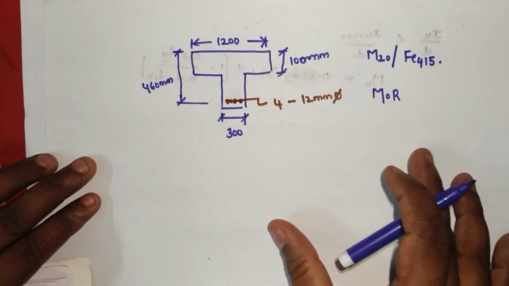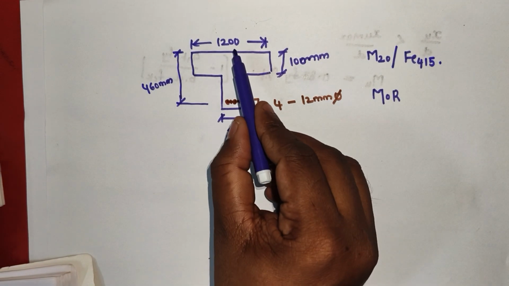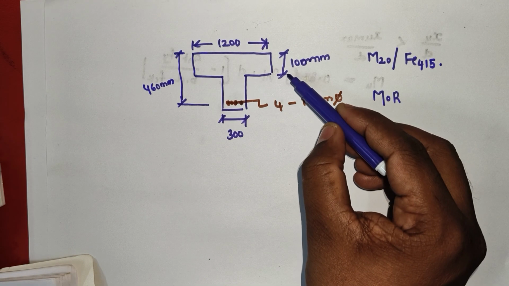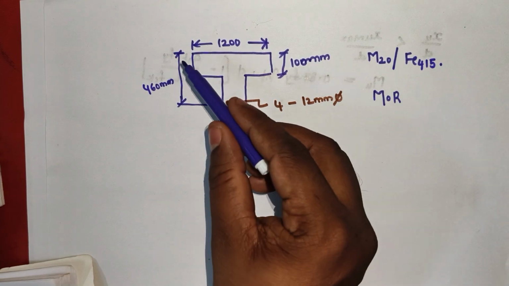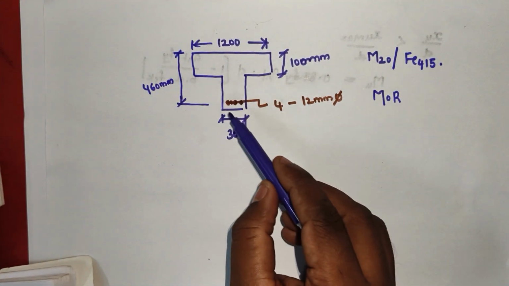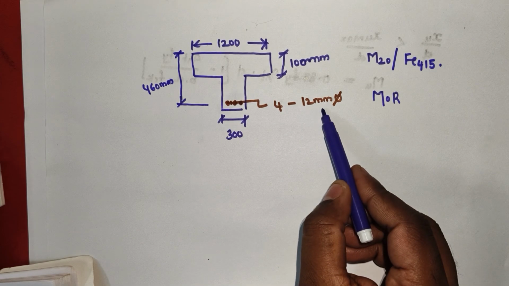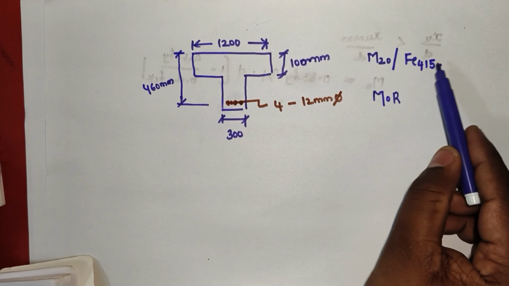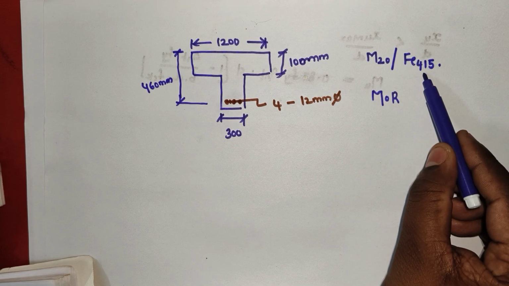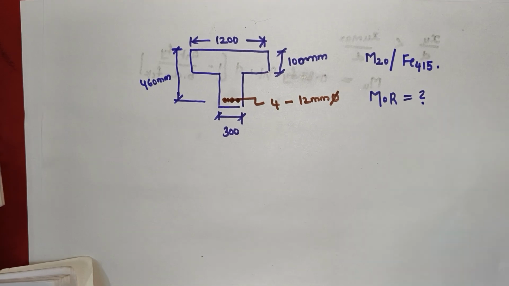Now we will solve a problem. A T-beam of effective width 1200 mm and thickness of the slab 100 mm. Effective depth is 460 mm. This T-beam is having 4 bars of 12 mm dia. The materials used are M20 grade concrete and Fe 415 steel. Determine the moment of resistance. This is the question.